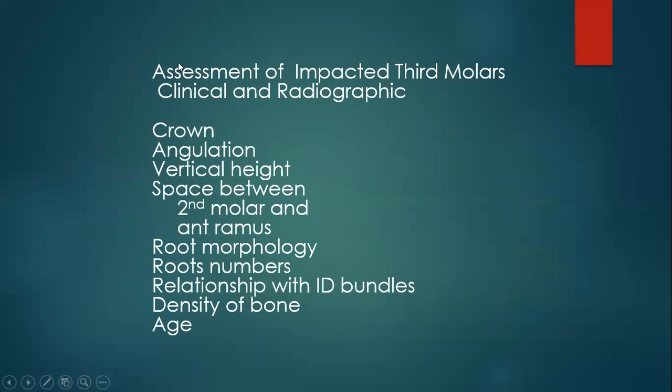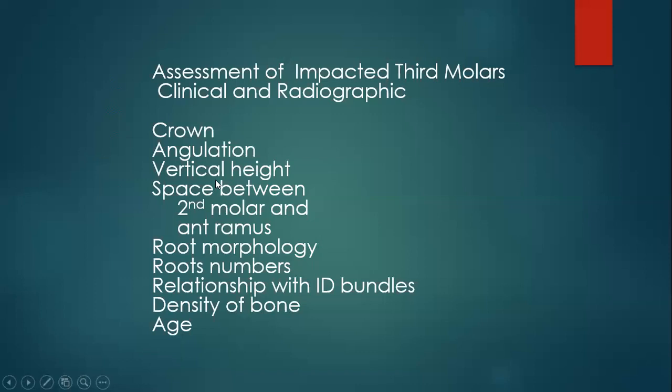Okay. Now we have assessment of the impacted third molar, clinical and radiographic. So how do we assess the impacted third molar? We have to see it in two ways, basically clinically and radiographically. Clinically, you can see that there will be a crown present of the tooth. You need to see the crown clinically, and then radiographically on the radiograph as well. Then you have to see the angulation of your teeth, whether it's mesial, distal or buccolingual, etc. And then you have to know its vertical height as well.